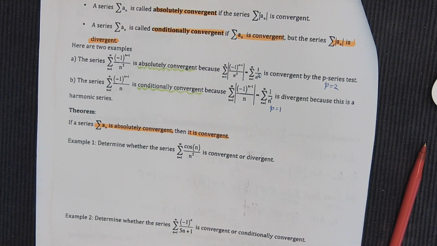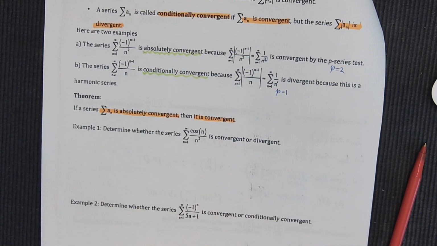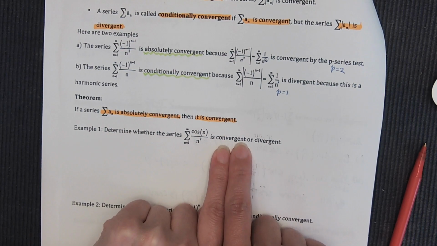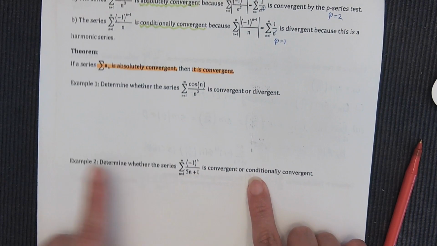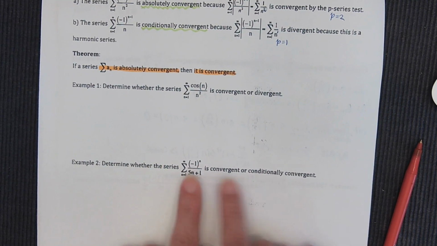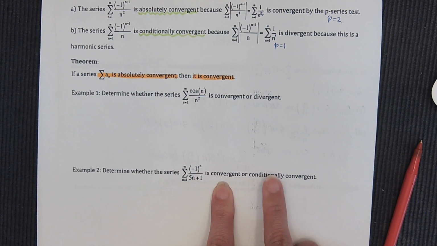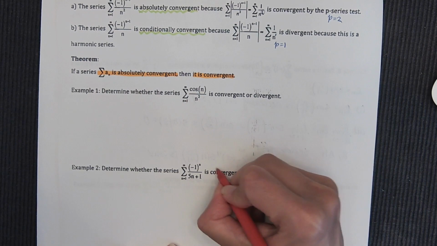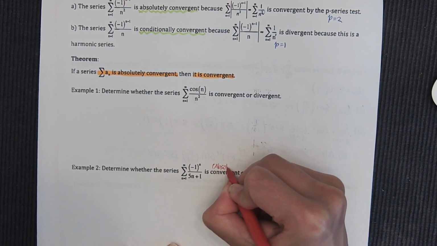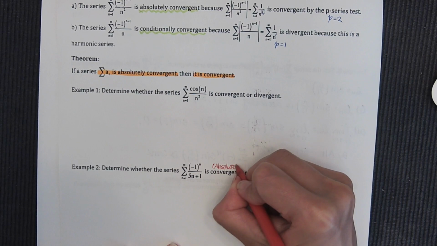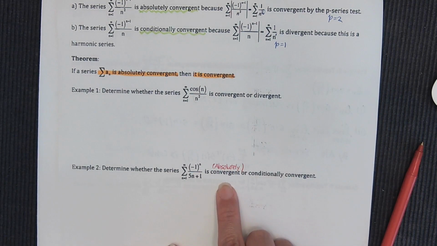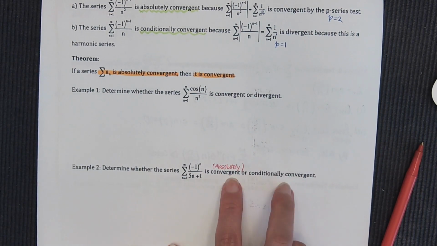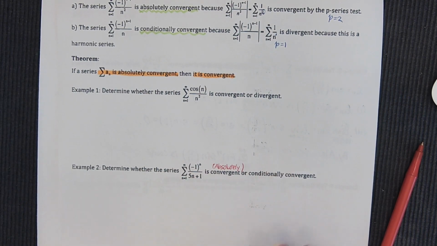So look at this one. First, determine whether this one is convergent or divergent. Okay, let's practice that one first. This is probably easier. Determine whether the series is absolutely convergent or conditionally convergent. Two different convergent cases are happening, right? So how do you know which convergent I am talking about?